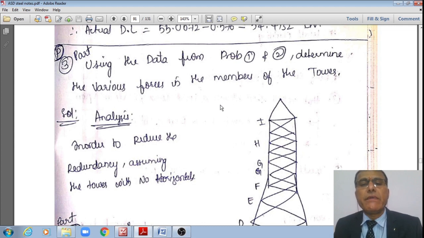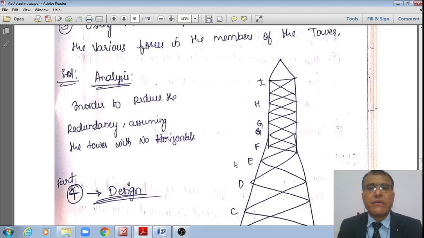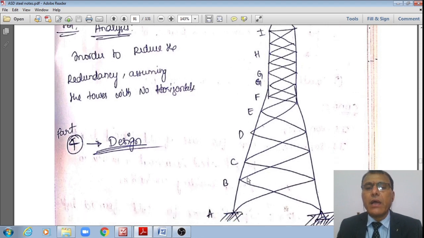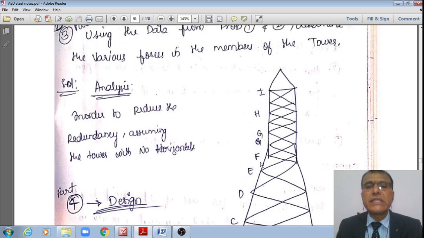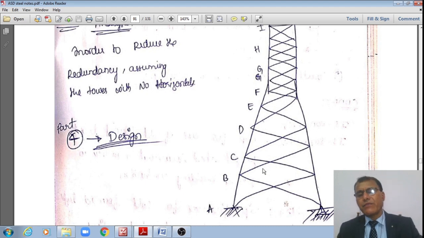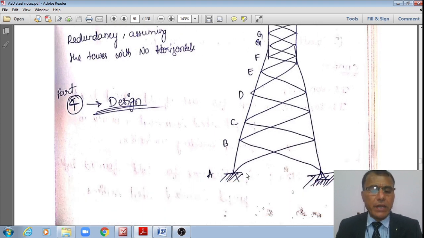Using the data given in the above problems, now determine the various forces in the members of the tower. Now, if I see previously, I did have horizontals, even secondary members, so on and so forth. However, if I keep all these, then that structure is a very highly redundant structure. Therefore, what I will do is I'll try to remove these secondary members as well as these horizontal members, so that I can do the manual calculation. If I am doing the manual calculation, I need to reduce the redundancy.